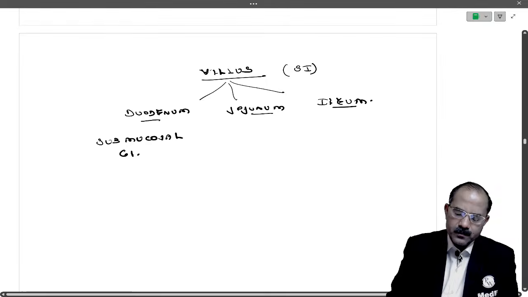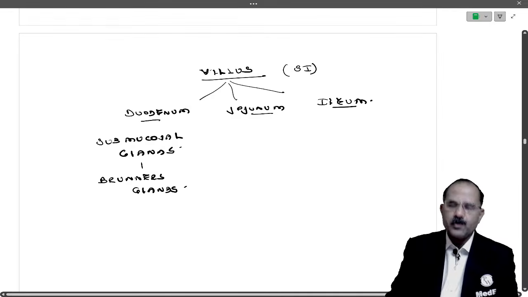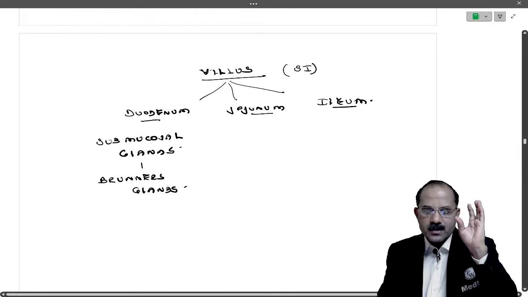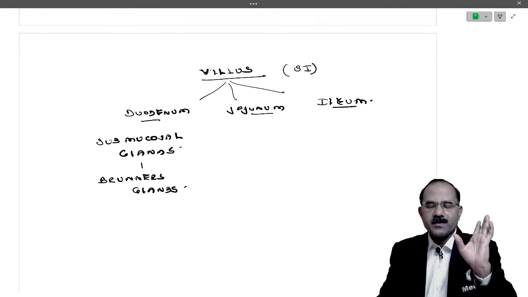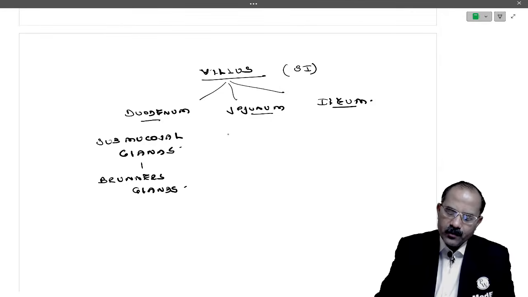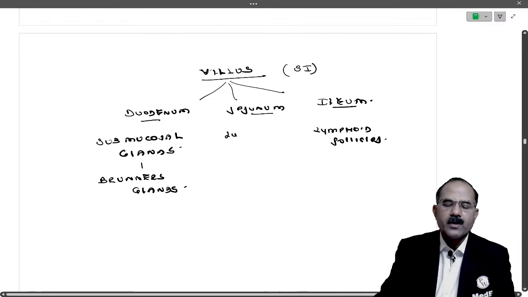So, villus with submucosal glands. What is this known as? Brunner's glands. Submucosal glands are known as Brunner's glands. So the moment I find a villus and mucus-secreting submucosal glands, what is that? That's duodenum. In the submucosa, I find glands. In the submucosa, if I find lymphoid follicles, what is this known as? Peyer's patches.